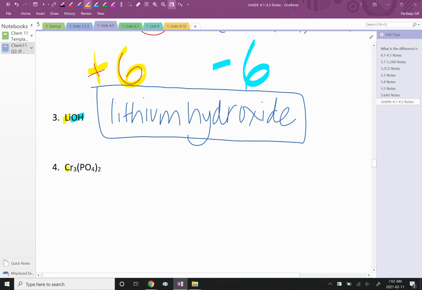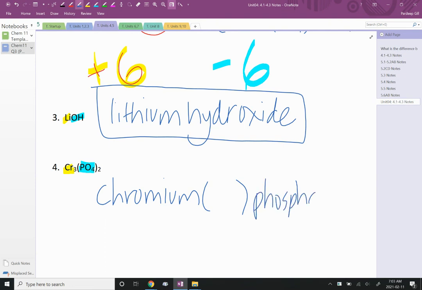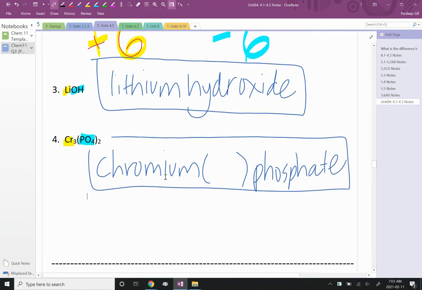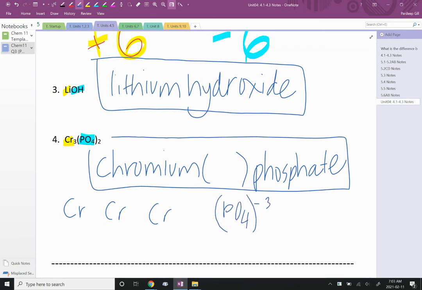So the first thing you want to do is you want to highlight the Cr, and that is chromium. Chromium is a multivalent metal, so right away add in the brackets to leave space for the Roman numerals. And then PO4 is more than one atom joined together, so you know it's got to be a polyatomic. So that's going to be PO4 is phosphate. So we can write that down there. Now we just have to work backwards and figure out what is a charge for chromium in this compound. So we have 3 chromiums, and we have 2 phosphates. Each phosphate has a charge of -3.